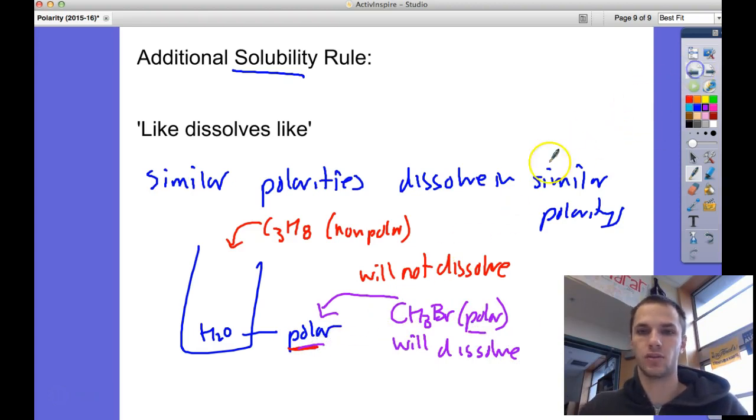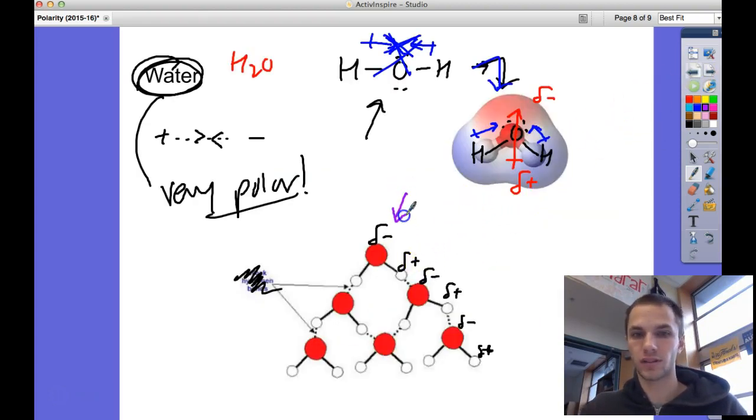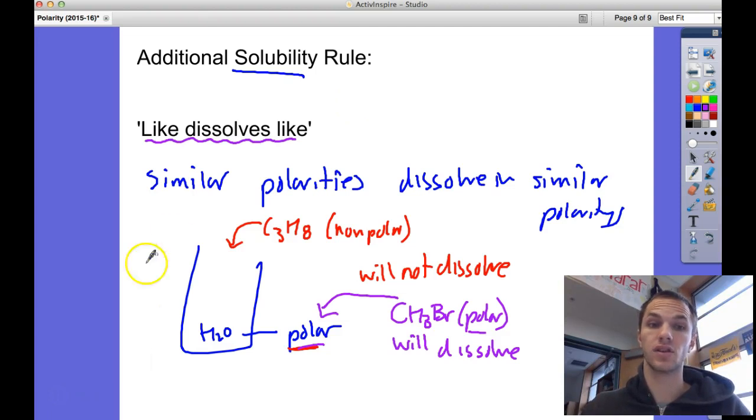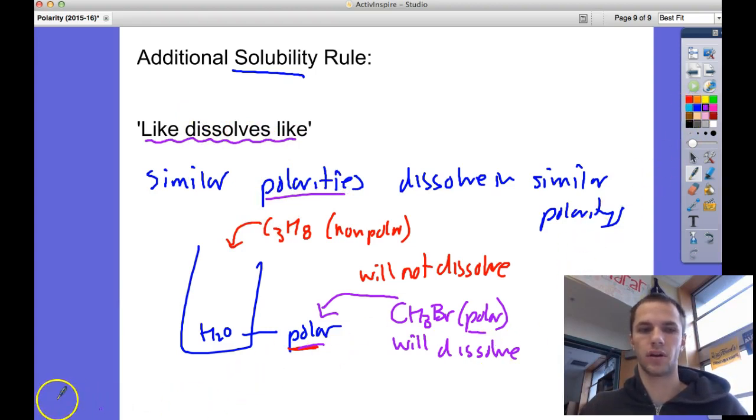And that has to do with the fact that they will be able to arrange themselves so that positive and negatives are oriented to each other. So we want to be familiar with this phrasing of like dissolves like. It's not a rule that you can use to explain why some substances dissolve. You need to explain it in terms of the polarity, but it's a way to remember it. Whew, we've covered a lot. That's what we need to know about the polarity of bonds and molecules.